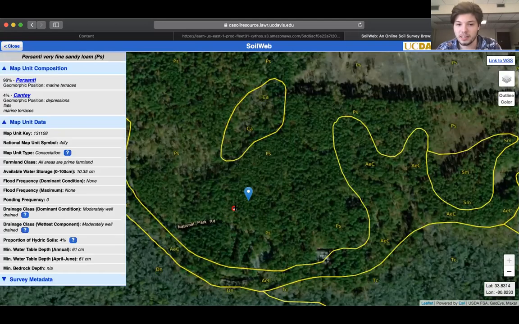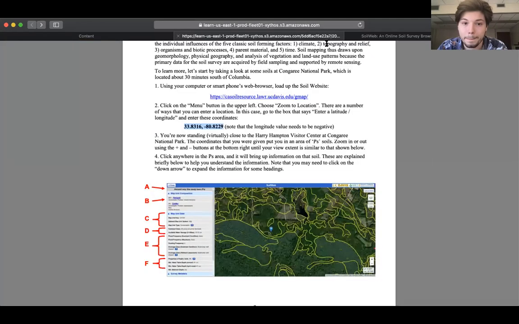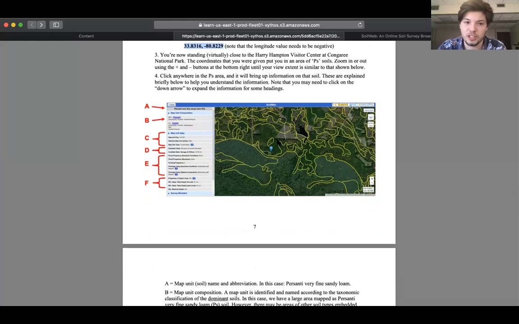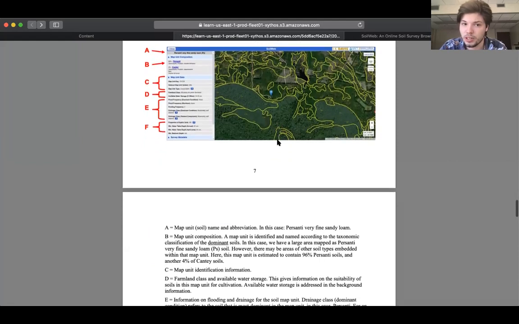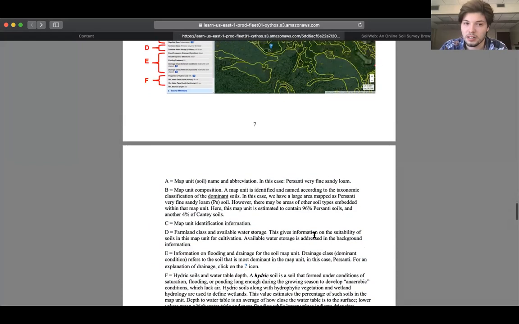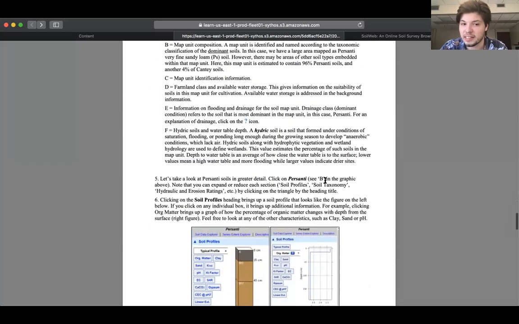So if you click a spot in this area, what you can see is a bunch of data broadly describing the soil in the area. So you have the soil's name, what it's composed of, things like available water storage, flood frequency. There's a lot of information here. And the lab text itself runs through this information in more depth than I'm going to. So make sure to read through these identifying parts of what each thing in this means.